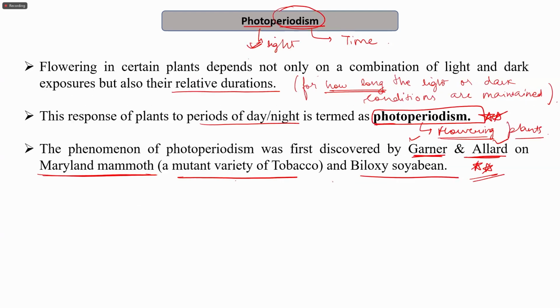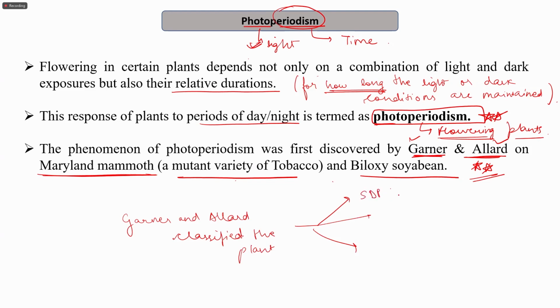On the basis of this, Garner and Allard classified the plants into three categories. First is short day plants, SDPs. As the name suggests, they require a shorter duration of light. Then long day plants, LDPs, which require a longer duration of light, and day neutral plants.